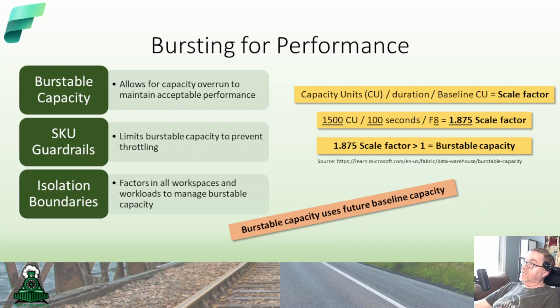Now, the calculation on the side, I just want to show from Microsoft an example of how they calculate this. You take your base units, or take what you need, divide it by duration and baseline. That gives you the factor. Anytime that's greater than 1, it's running burstable capacity. You can look at your capacity management tooling in Fabric to find those instances where you're running burstable.